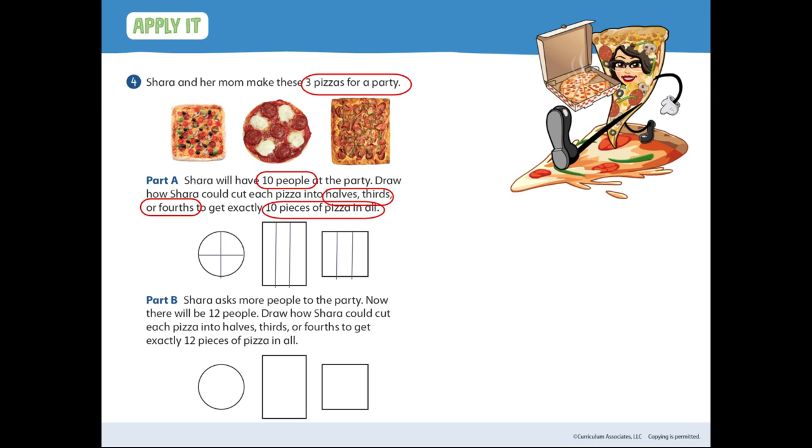Show how Shara could cut each pizza into halves, thirds, or fourths to get exactly 12 pieces of pizza in all. So the first one that we did together, there was 10 pieces. This next one, there are 12 pieces. So here's what I want you to do. Pause this video, partition these pizzas into equal parts, but you need 12 pieces of pizza in all.